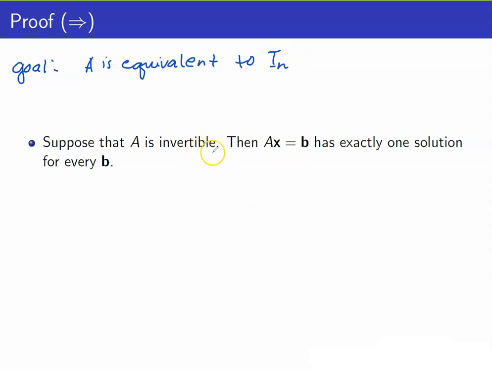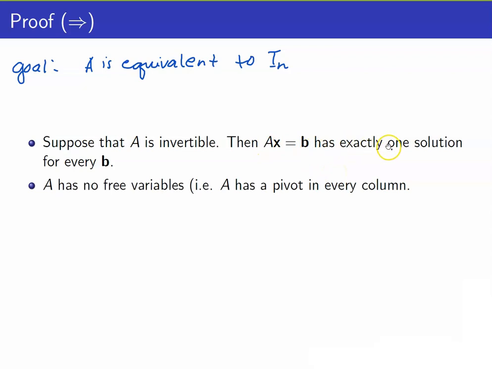If A is invertible, then AX equals B has exactly one solution for every B. We've seen this in our last lesson. In particular, what is that solution? That's equal to A inverse B, right? We will not be needing that. I just wanted to recall that.